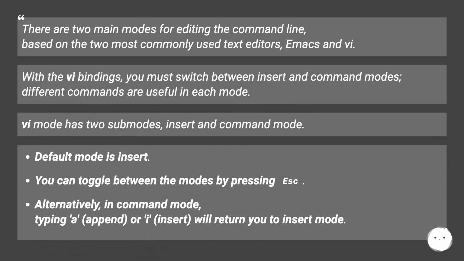Command line editing with TCSH. There are two main modes for editing the command line, based on the two most commonly used text editors, Emacs and vi. With the vi bindings, you must switch between insert and command modes, and different commands are useful in each mode. Vi mode has two submodes, insert and command mode. Default mode is insert. You can toggle between the modes by pressing escape. Alternatively, in command mode, typing a, append, or i, insert, will return you to insert mode. More notes on the TCSH customization page already linked above.